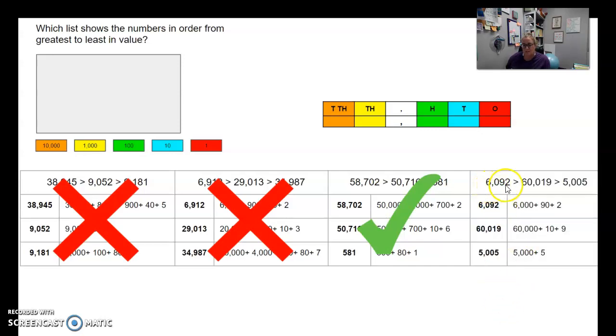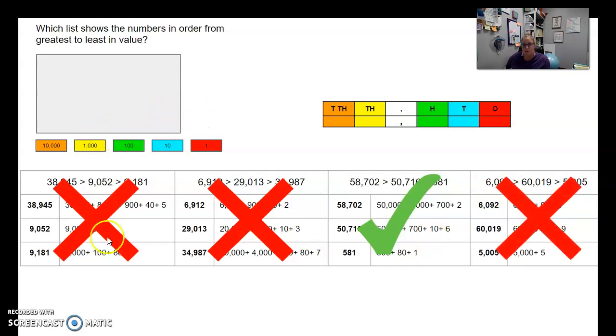This one says 6,092 is greater than 60,019, which is greater than 5,005. So let's look at the first two. Is 6,092 greater than 60,019? Well, this one has 10,000s and this just has 1,000. So is 6,000 or 60,000 bigger? That's right, 60,000 is bigger, but this is saying that 6,000 is bigger. So since that is incorrect, I'm going to say sorry, it's gone.